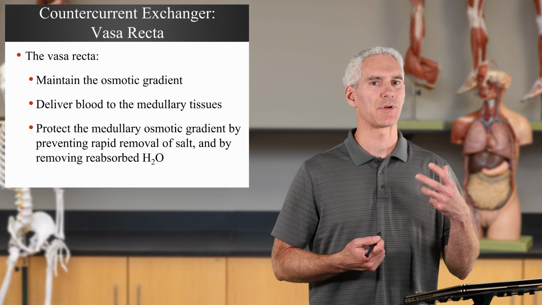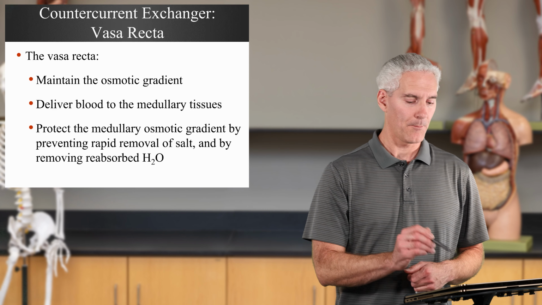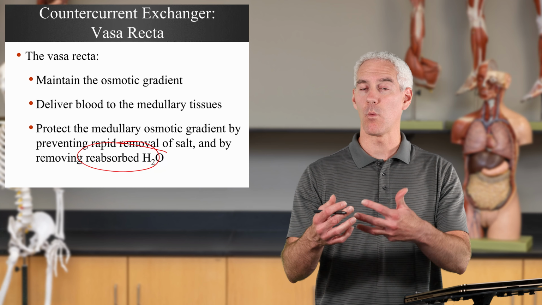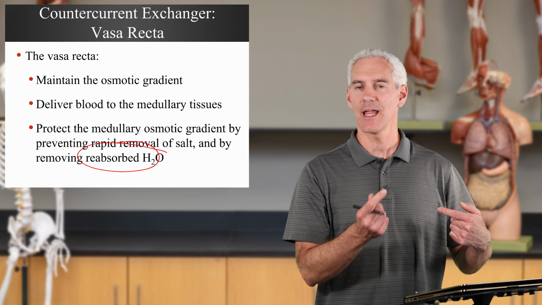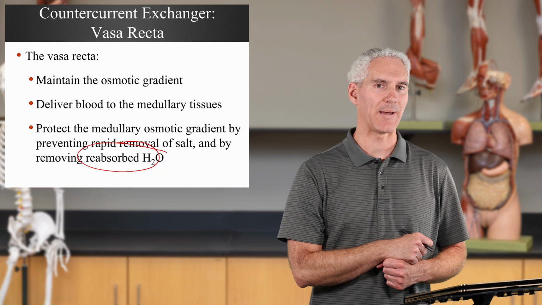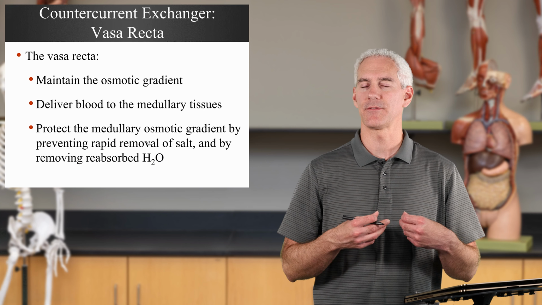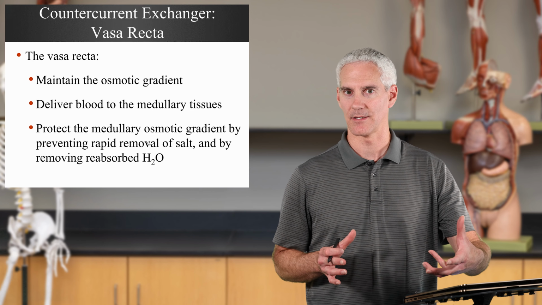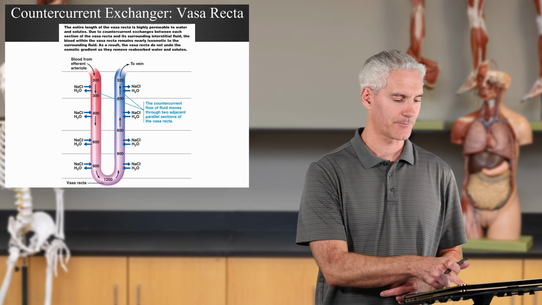But really the main thing is protecting that gradient, maintaining it, keeping that gradient present, because it's reabsorbing H2O. So all that water that's being pulled out of the loop of Henle is going and being reabsorbed back into the vasa recta. That way, as you pull this fluid out, it's not just sitting around, it's not diluting the area. You're constantly removing it and getting it out of that area.